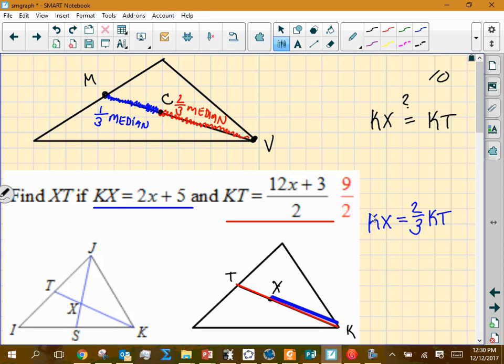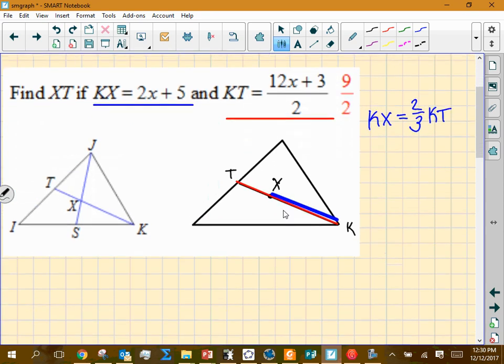Now, there's a lot of other things that you can do from that stage to get the correct solution here. Kind of show you maybe a couple different processes. We'll plug in 2x plus 5 for KX is equal then to 2/3 of KT, which is then 12x plus 3 all over 2.